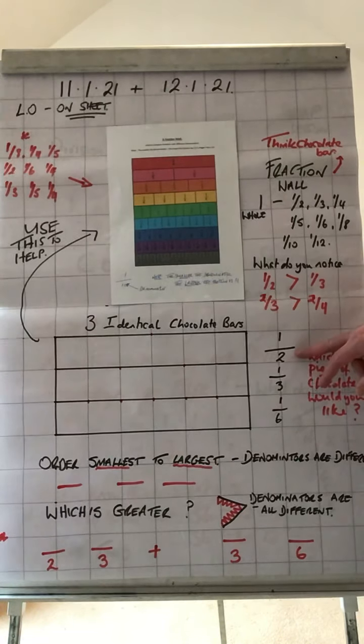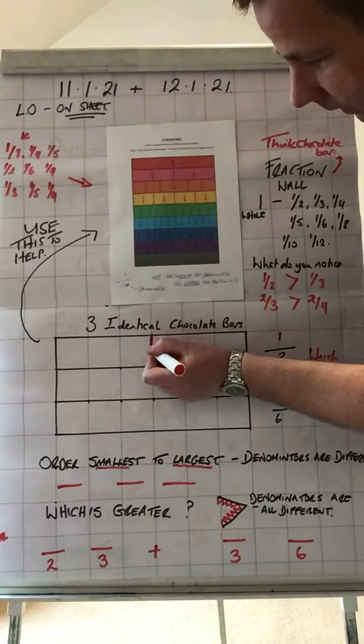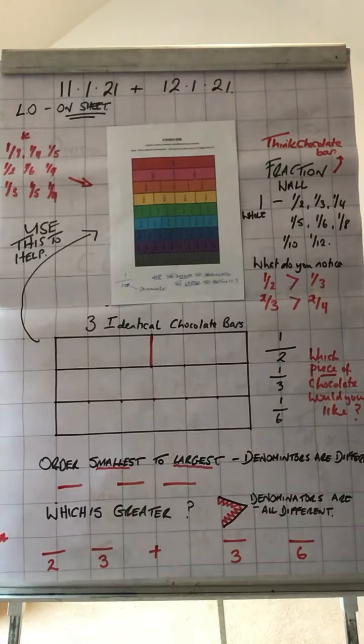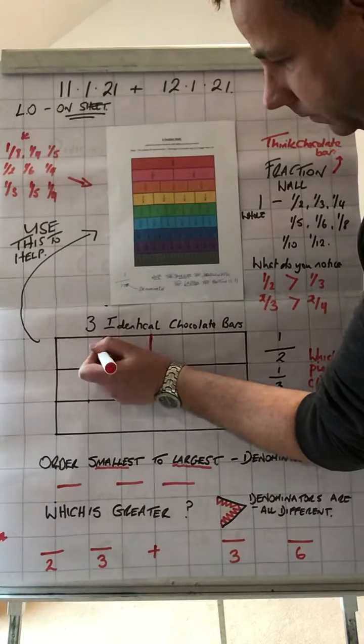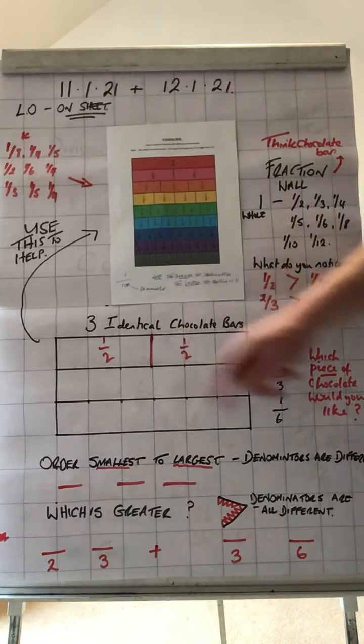Would you prefer a half? Would you prefer a third? Or would you prefer a sixth? So which piece of chocolate would you like? So, chocolate bar in half, that's half, so this is 1/2 and this is 1/2. Look at the size of the piece of chocolate you would get.